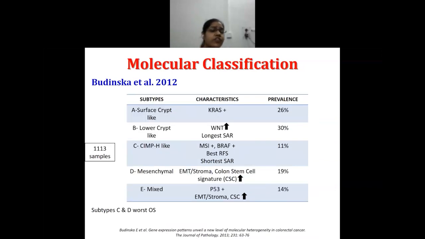The second classification was given by Budinska et al. In the year 2012, in which there were 5 subtypes. Type A being the surface crypt-like with KRAS mutation, type B with lower crypt-like with WNT activation, type C CIMP high-like with MSI and BRAF mutation, fourth being the mesenchymal with EMT and stromal upregulation, and type E being the mixed type. Subtype C and D among these had the worst overall survival.